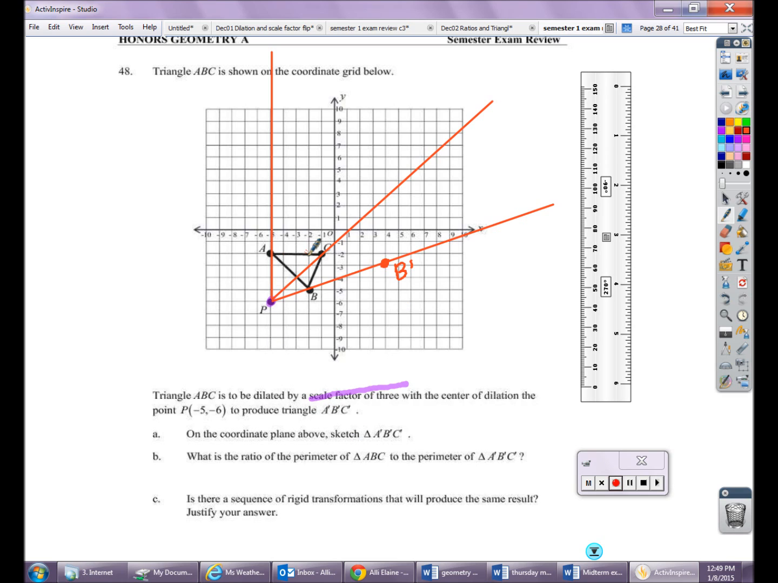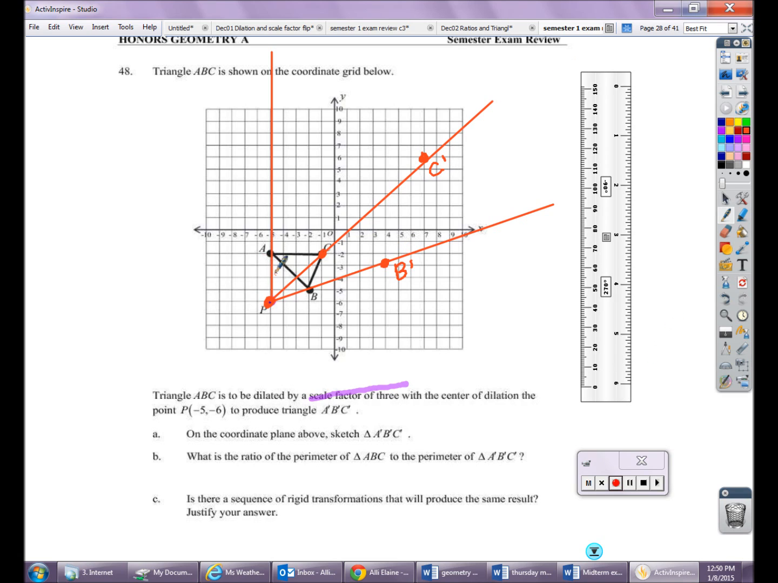Let's do the same for C. To get from my center to C, I got to go over 1, 2, 3, 4, up 1, 2, 3, 4. So 4, 4, that's 1. I got to do it 3 times. So do it again. 1, 2, 3, 4. 1, 2, 3, 4. That's 2. 1, 2, 3, 4. 1, 2, 3, 4. That's 3. My line was a little bit off. That's okay. That's my C prime.